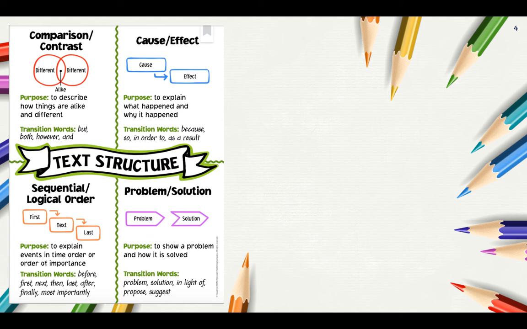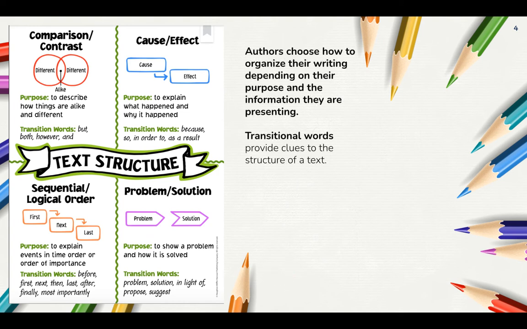Remember, students, authors choose how to organize their writing to best accomplish their purpose. Depending on their purpose and the information that they're presenting, authors may have one overall text structure or different text structures for different parts of the text. For readers, that's you, recognizing text structure helps us understand how ideas and events are connected. Transition words and phrases provide clues to the structure of a text.